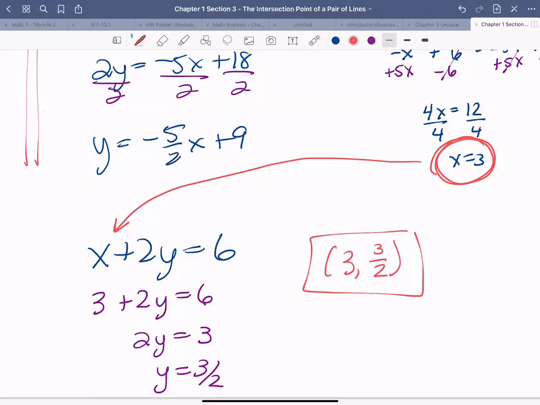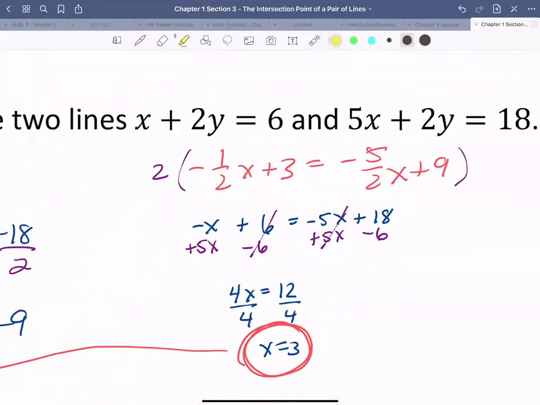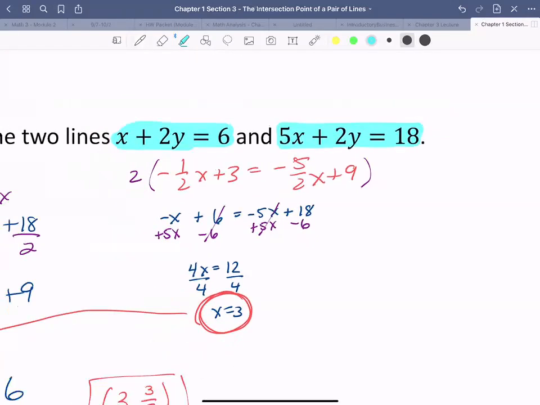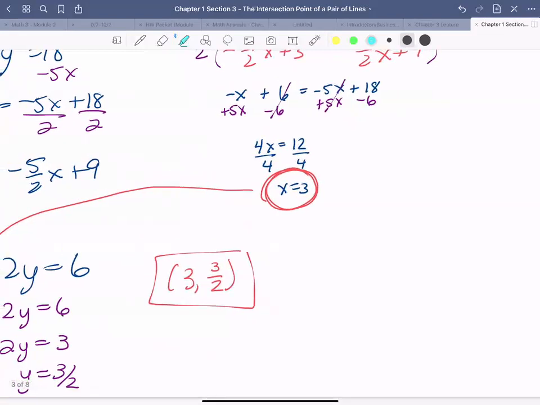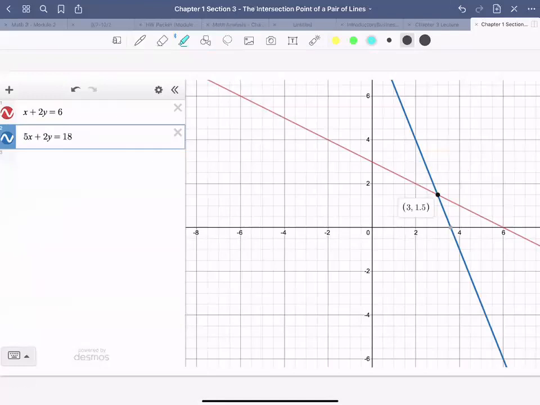It's completely up to you. And what this is saying is that if I graph these two lines, this line here and this line here, then they will intersect at the point 3, 3/2. And there it is. I graph these, and you have the point where they intersect right here. 3, 1.5, which is the same thing as 3/2.